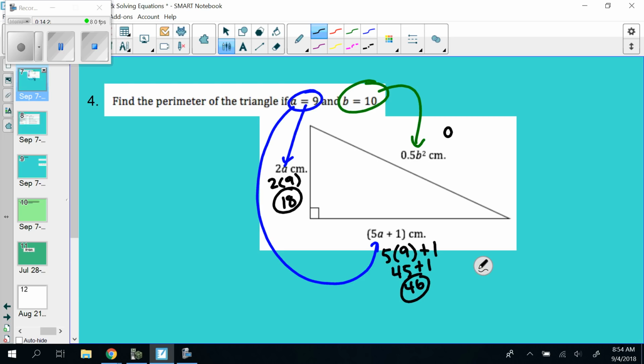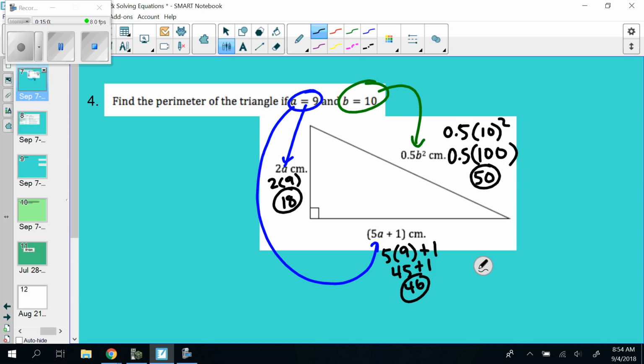Here we got 0.5 times 10 squared. Now here's where we have to apply some PEMDAS, some order of operations. What do we do first? Do we multiply the 0.5 and the 10, which looks really tempting to do, or do we do the exponent? Well, we know from PEMDAS after parentheses we should do exponents. So before we can multiply the 0.5 and the 10, we do need to do this exponent. So 10 squared, or 10 times 10, is going to be 100. Now we want to multiply that by the 0.5. So half, or 0.5, of 100 would be 50. So that's how long that side is.